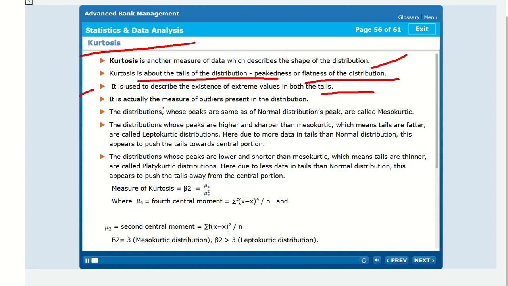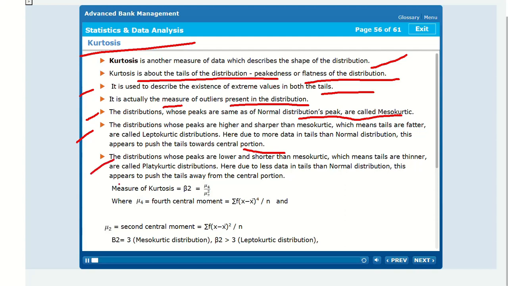It is actually the measure of outliers present in the distribution. The distributions whose peaks are the same as the normal distribution's peak are called mesokurtic. The distributions whose peaks are higher and sharper than mesokurtic, which means tails are fatter, are called leptokurtic distributions. Here, due to more data in tails than the normal distribution, this appears to push the tails towards the central portion.